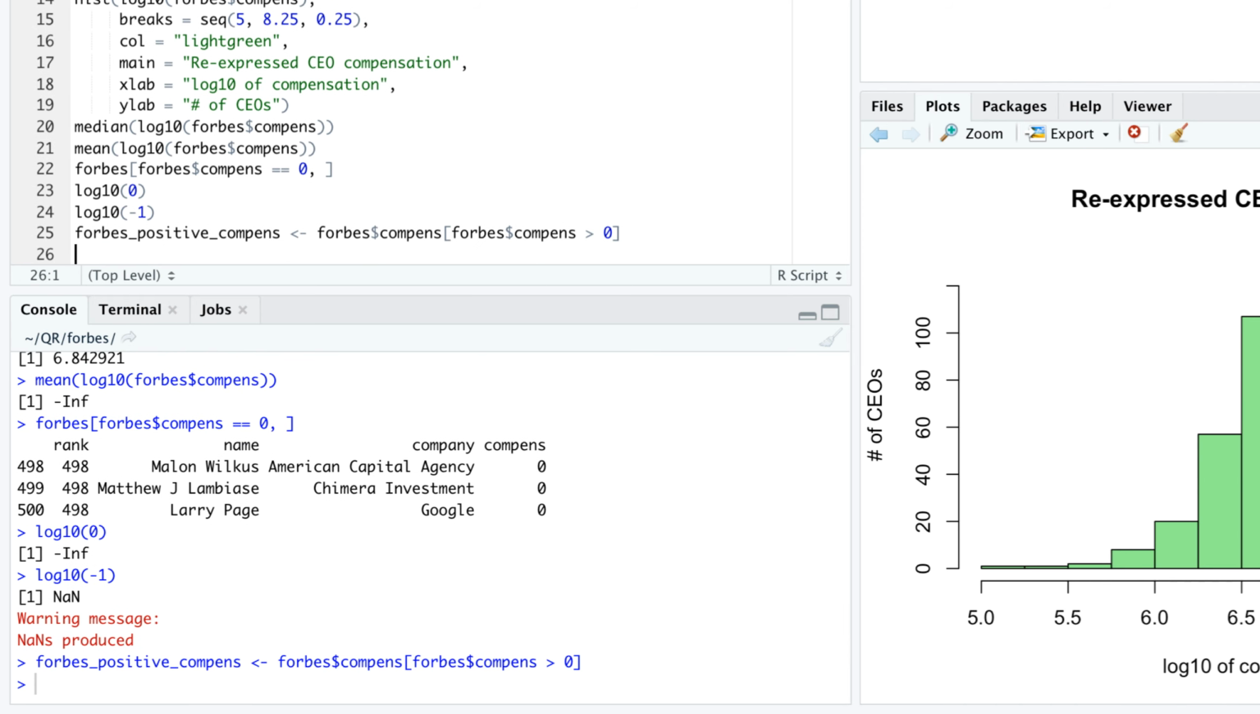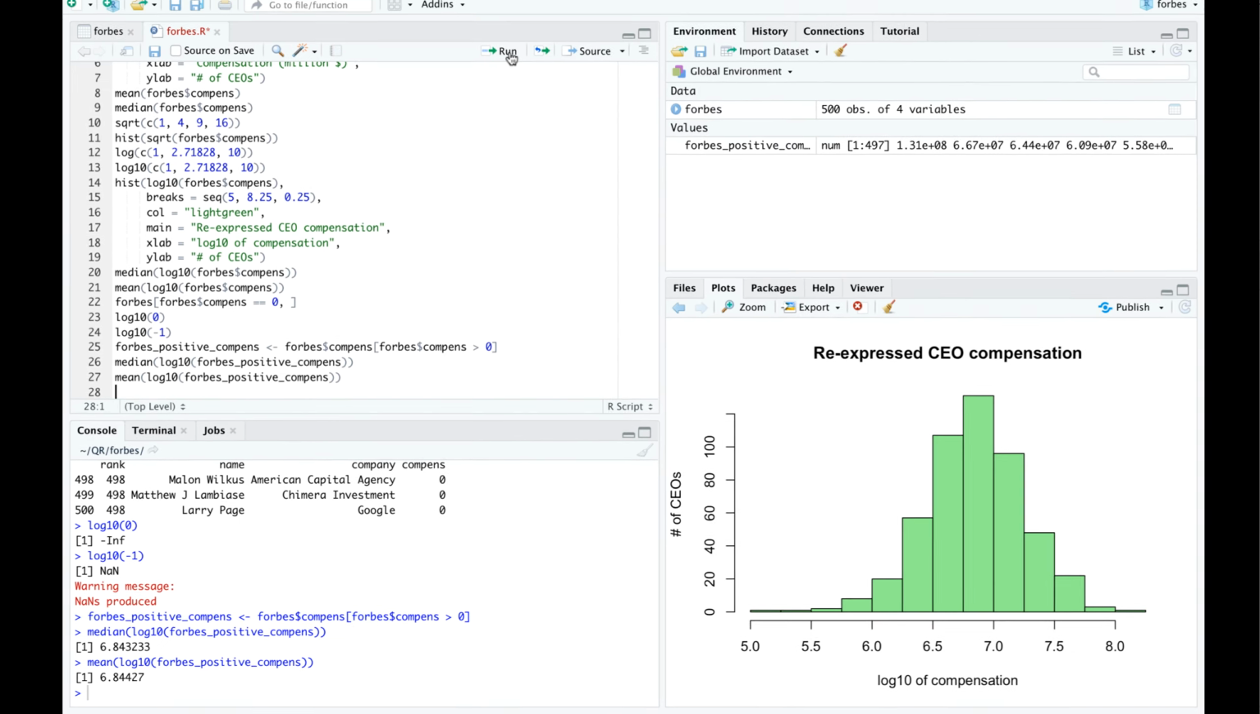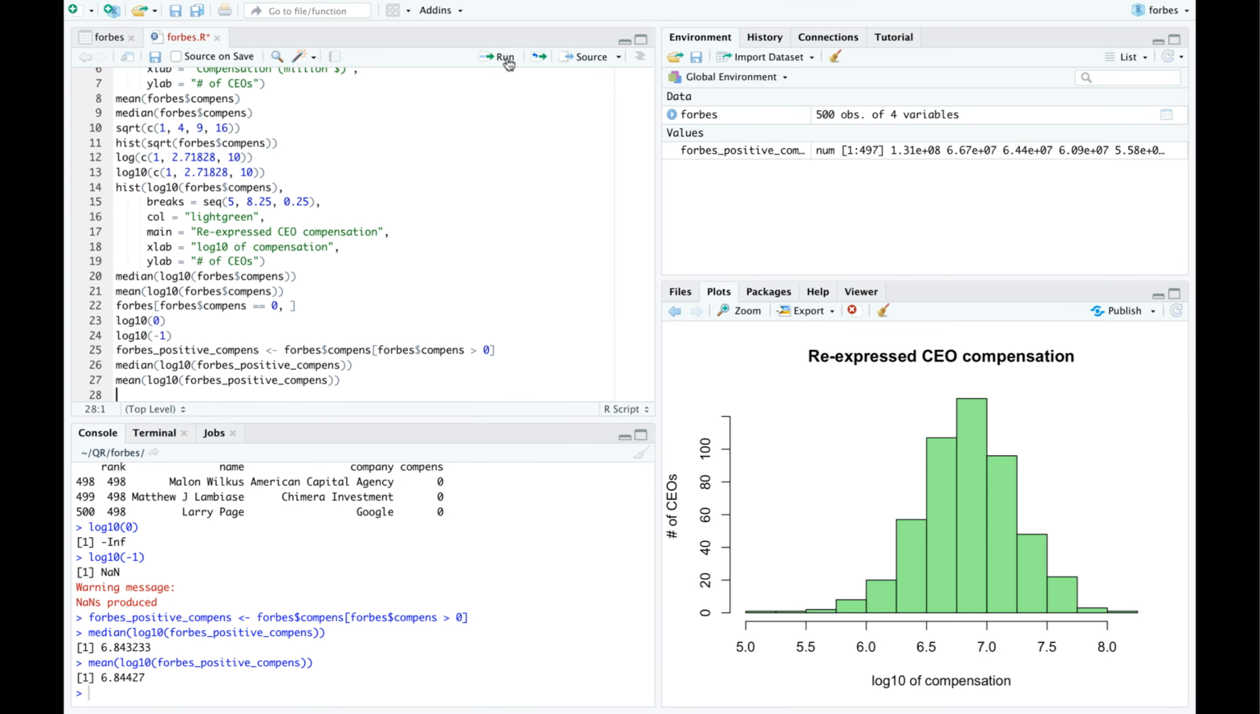After removing the non-positive values, the mean of the log-transformed data is only 0.015% larger than the log-transformed median. This result is a piece of evidence that shows that the log transformation has made the distribution nearly symmetric.